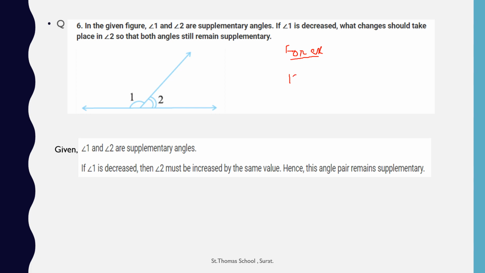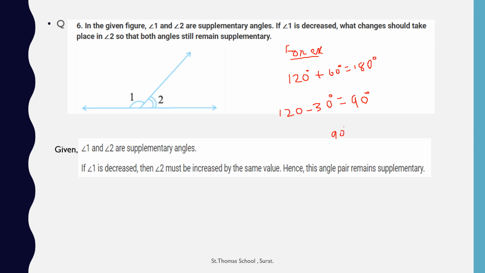For example, suppose angle 1 is 120 degree and angle 2 is 60 degree. Okay? We know that 120 plus 60 is 180 degree. Now, angle 1 is decreased. What is the meaning of decrease? You have to subtract. So, I am just subtracting here 120 minus 30. You can subtract any number. So 120 minus 30, what will we get? That is 90 degree. So angle 1 we got 90 degree.